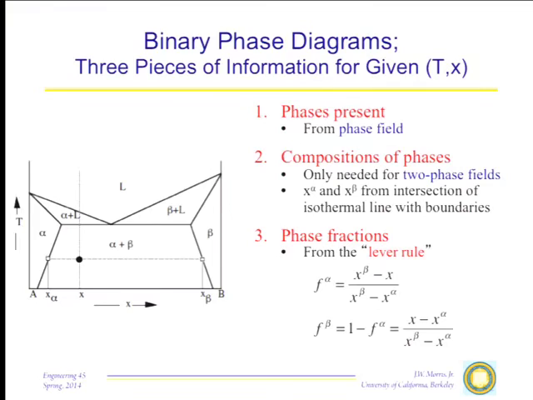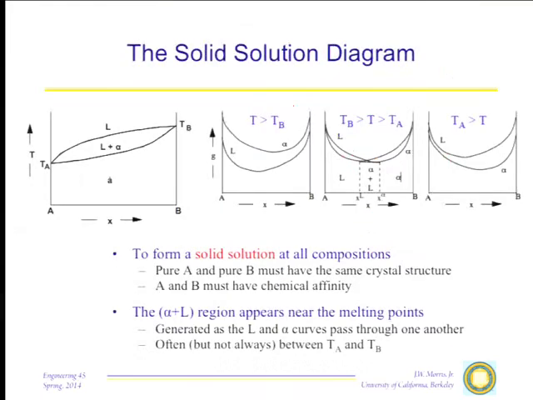Given T and X, you can determine the phases that are present, the compositions of those phases, and the fractions of those phases. Now let's look at the two kinds of phase diagrams I told you to try and understand, which we went over last time. Suppose we have a situation in which we have A and B, which form solid solutions at all compositions at low temperature. This should be alpha rather than A. And they form liquid solutions at all high temperatures.